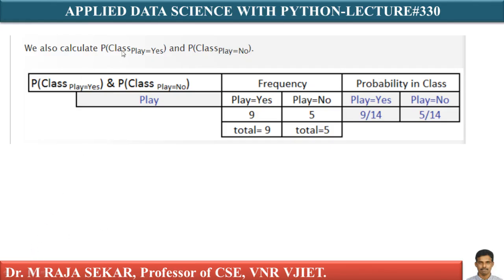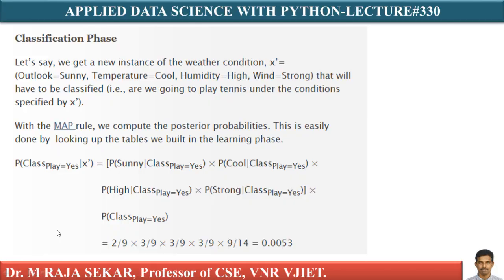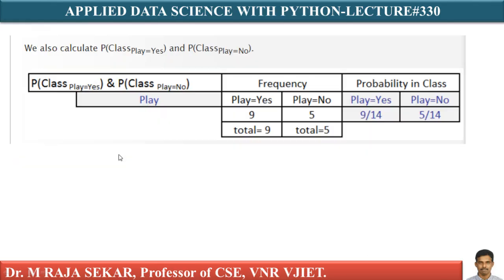Now we can also calculate P of class play equal to yes and play equal to no. How can I calculate? This is play equal to yes. How many yes's are there? 9 yes's. How many no's are there? 5 no's. That is probability of yes is 9 by 14. Probability of no is 5 by 14. I already discussed this one. Now, in the classification phase, after training, with the help of the training phase, I already calculated these tables.